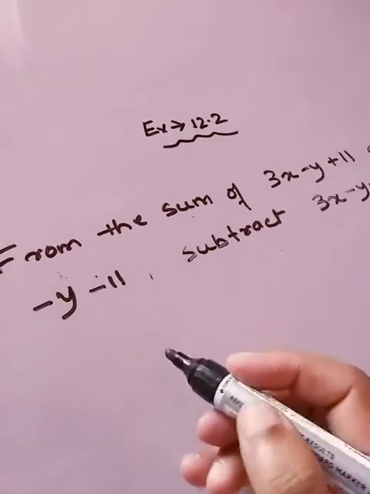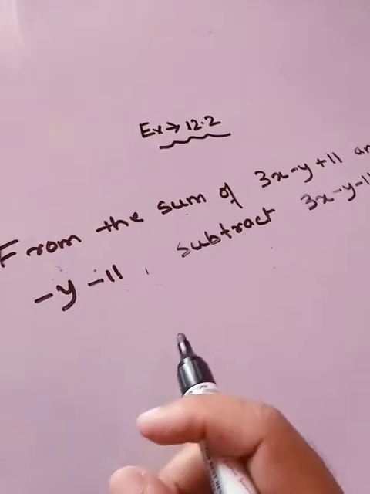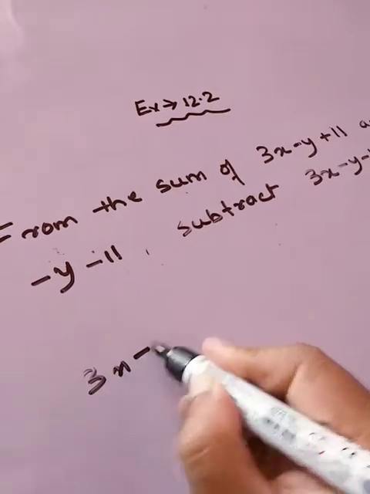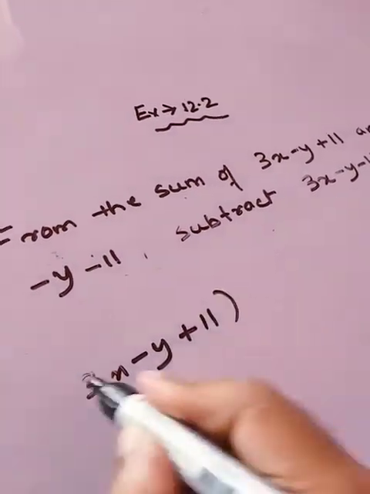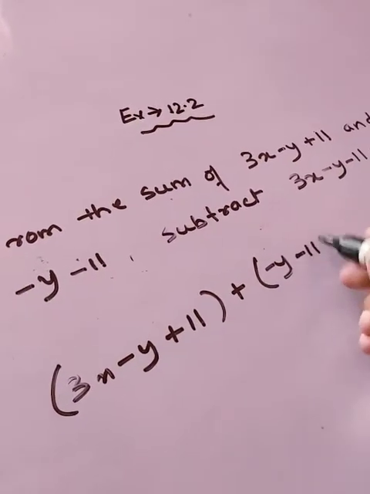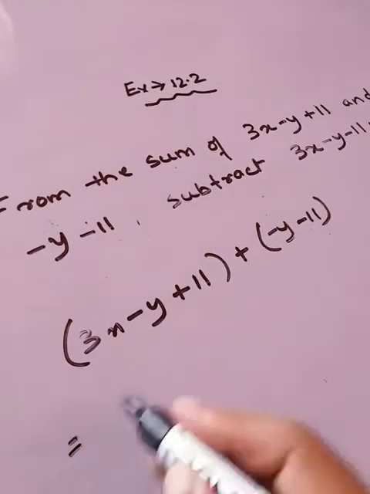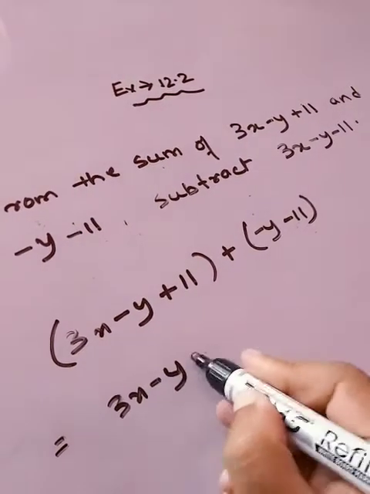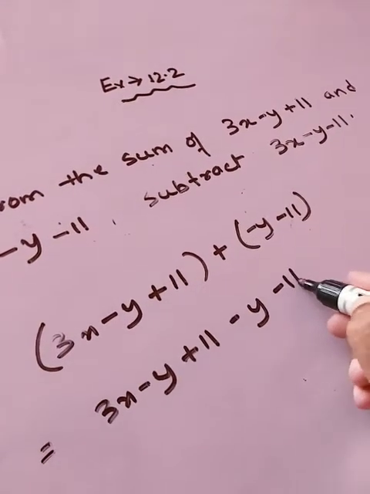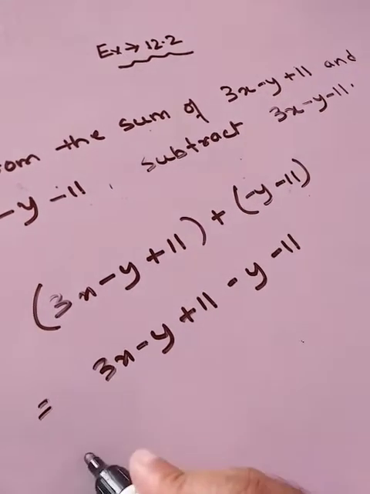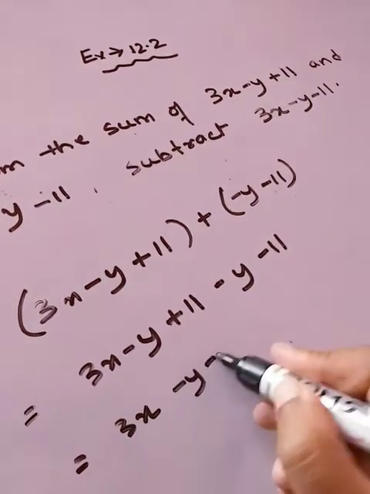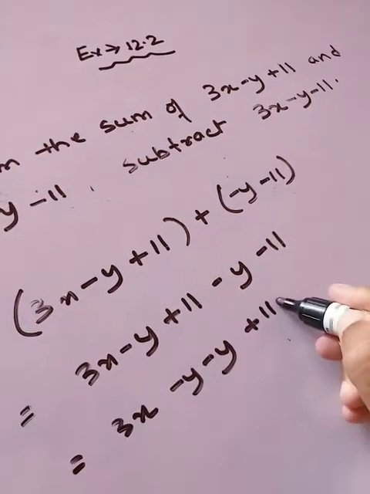This is the main scenario of this particular sum. So let us first add these two. We are adding these two to get the sum. Now we'll open the bracket. Plus minus is minus 11. Now bring all the like terms together. There is no x variable in the second one. Bring y with y, and take the constant terms together.